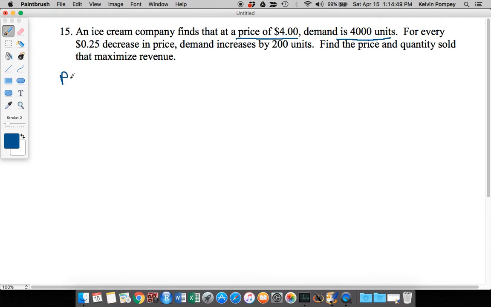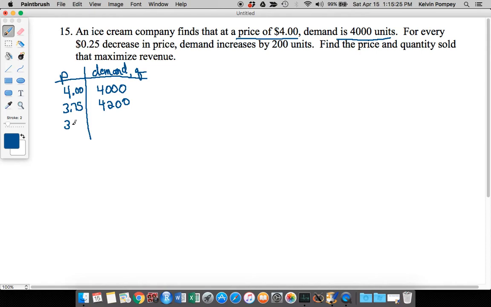I'm just going to write a little chart here. You don't have to do this chart, but it may help you see things a little better, right? So I'm going to put the price of the ice cream. When it's $4, I know I have 4,000 units. I can sell 4,000 items, right? Every 25-cent decrease in price, so if I go to $3.75, my demand is going to increase by 200. So 200 more people are going to want to buy it, right? So that's going to be a 4,200.